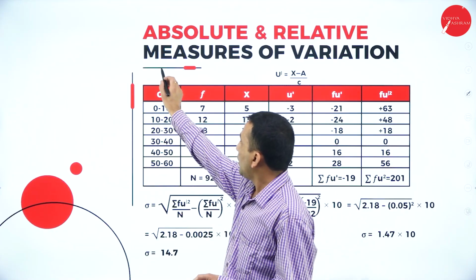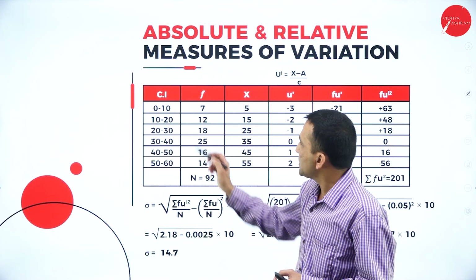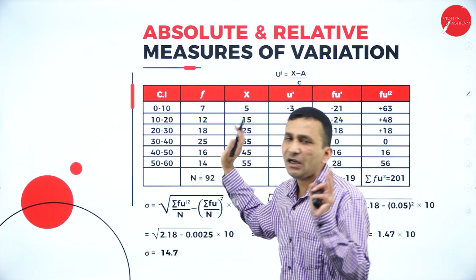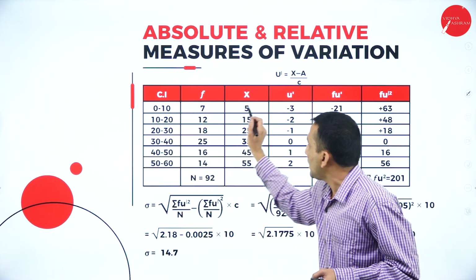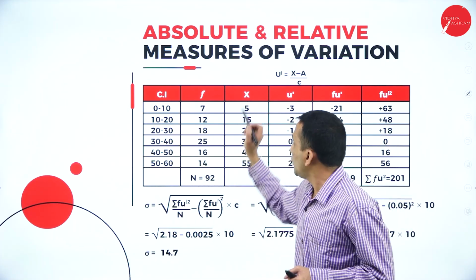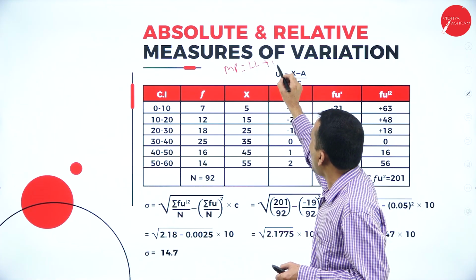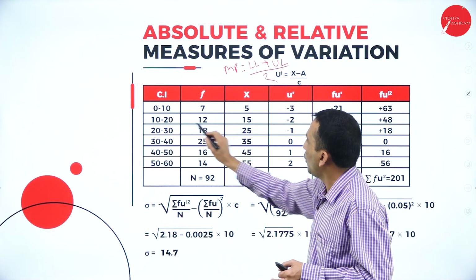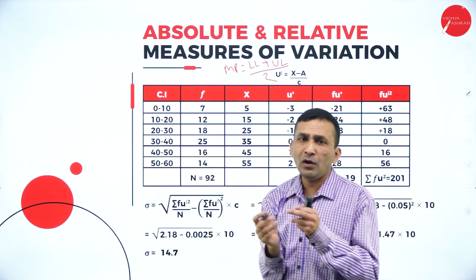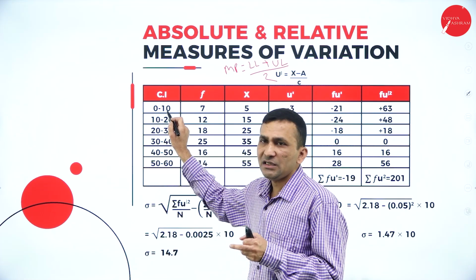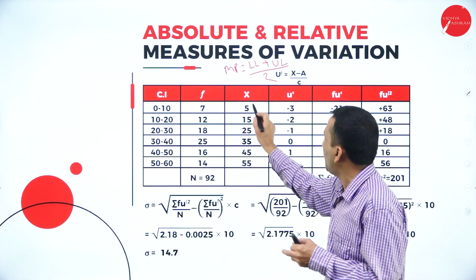Moving forward, in the question, the class interval and frequency I have written as they are. From this class interval, I am finding the midpoint. How can you find the midpoint? Very simple: lower limit plus upper limit divided by 2. For 0 to 10, lower limit is 0, upper limit is 10, so 10 divided by 2, your midpoint will be 5.